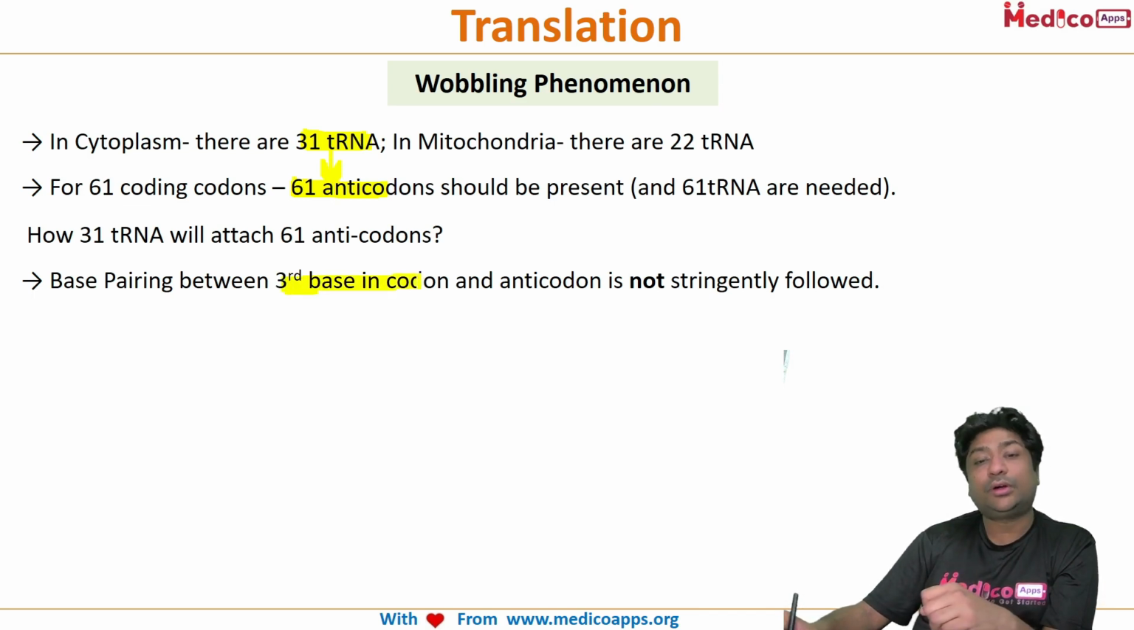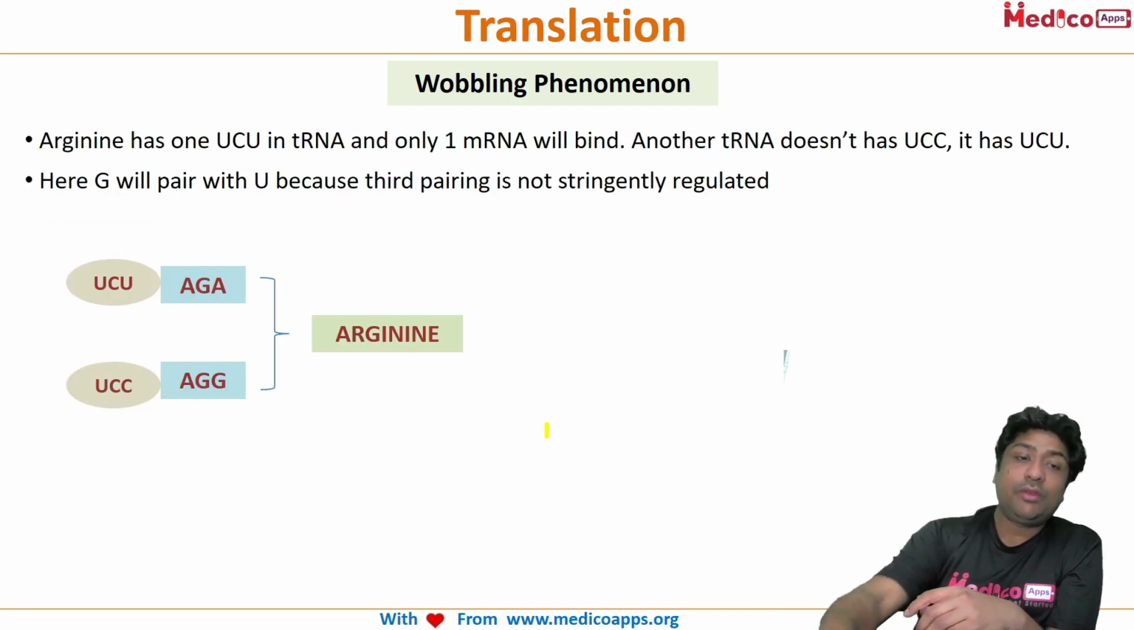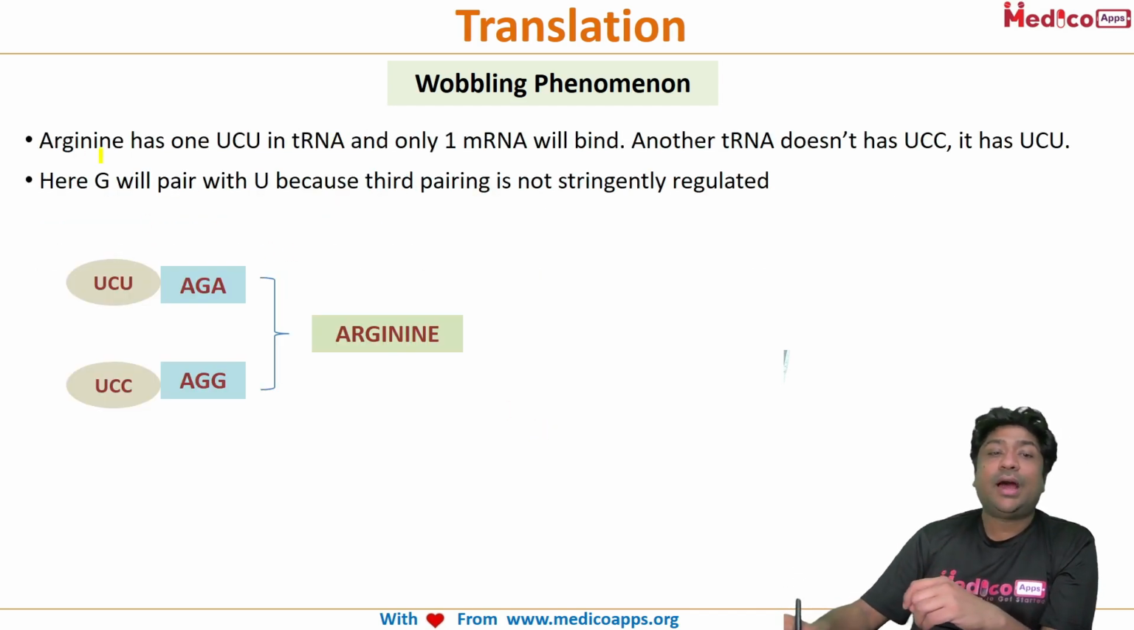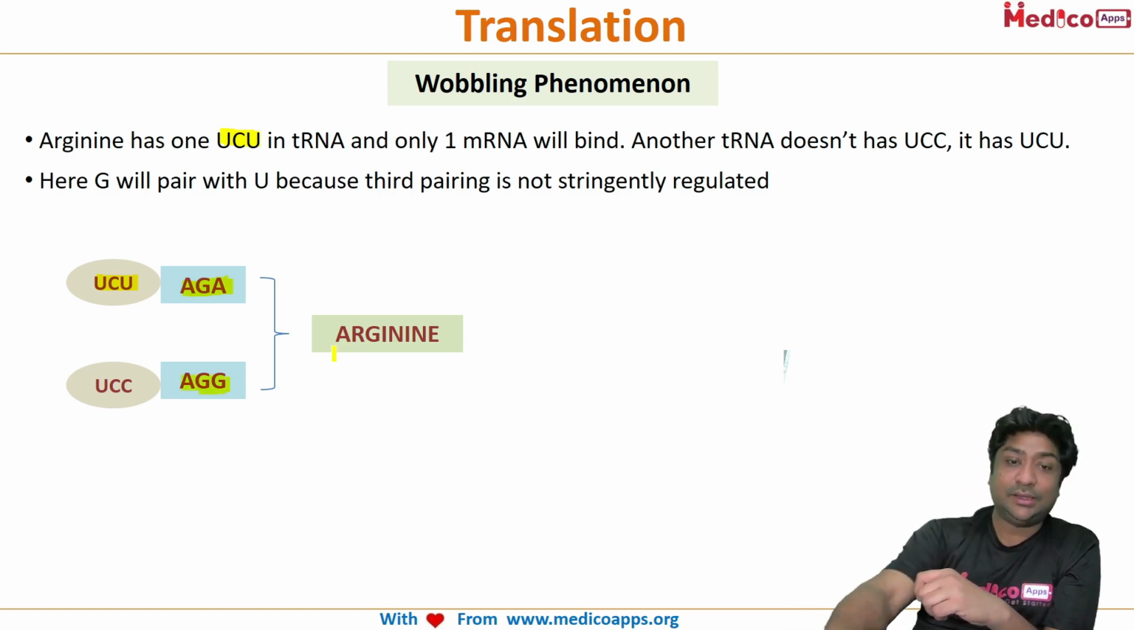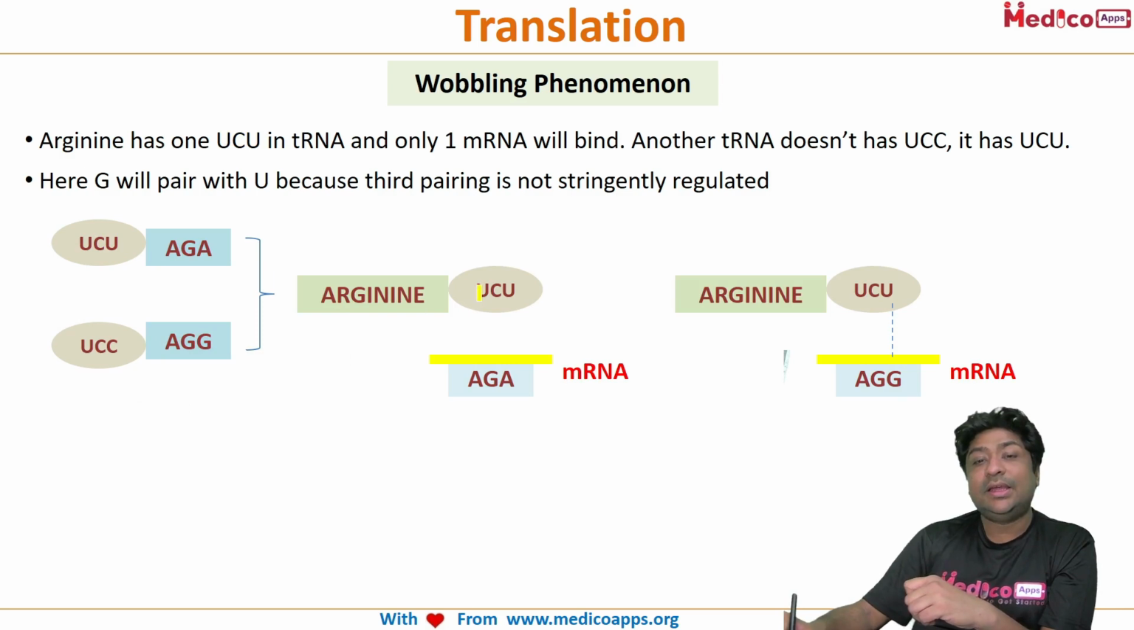Base pairing of the third base in the codon and the anticodon is not strictly followed. Let me give you an example. For example, the tRNA of arginine has UCU, and this can bind with both AGA and AGG, both of which code for arginine. UCU in the tRNA pairs with AGA, which is the normal pairing, but AGG will also pair with UCU, which is the wobbling pairing.